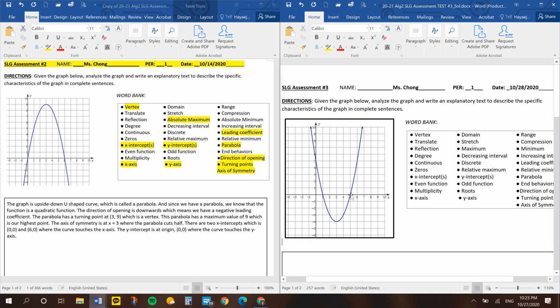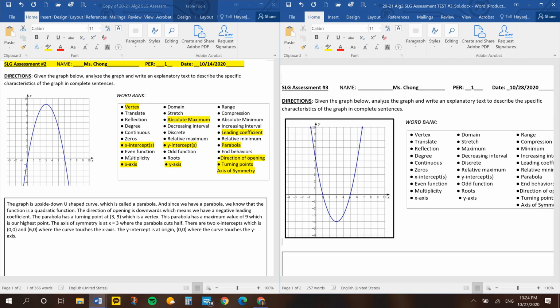What else? You can talk about the y-intercept. The y-intercept is where the curve touches the y-axis. So the y-intercept is 0, 5. Okay, not 5, 0, but 0, 5. You put the y value after x. So 0, 5 for your y-intercept.